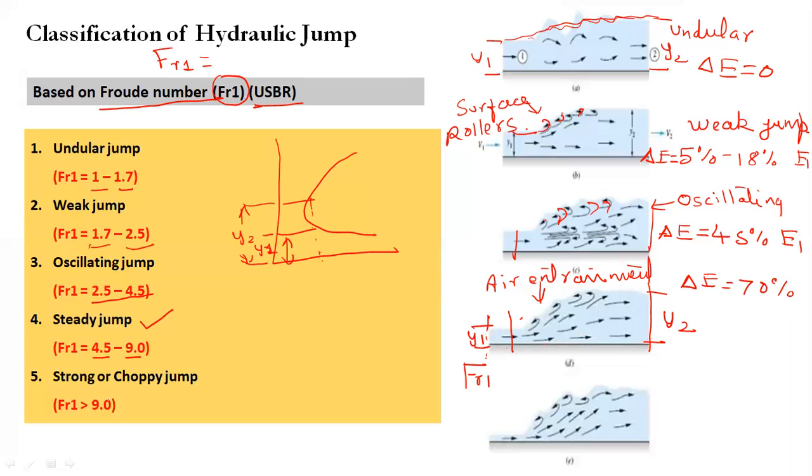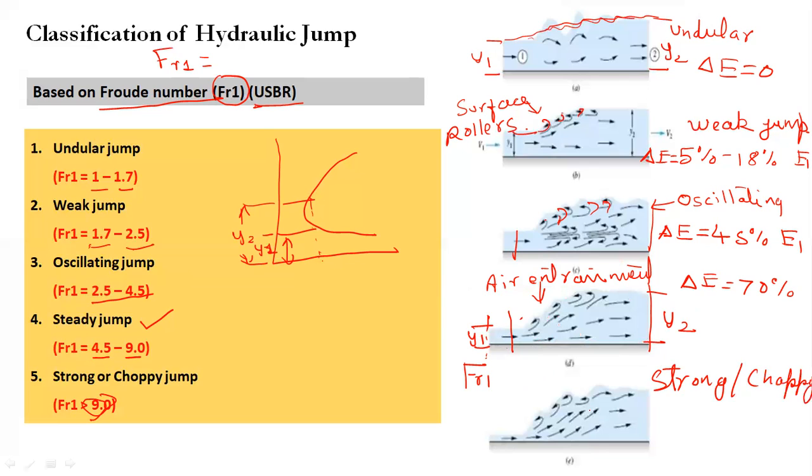But if you further increase the Froude number and take it above 9, then you are going to get a strong or choppy jump.